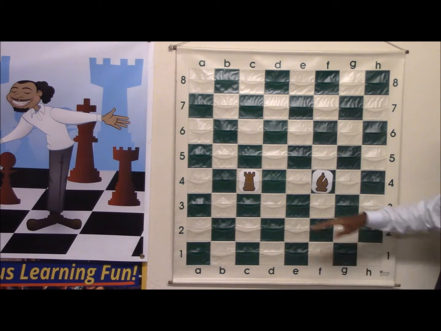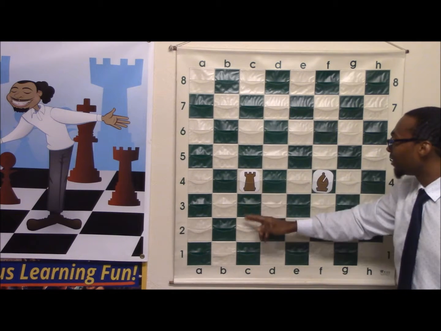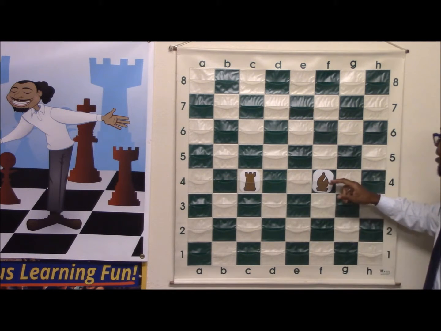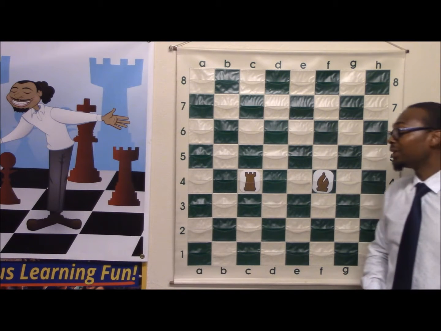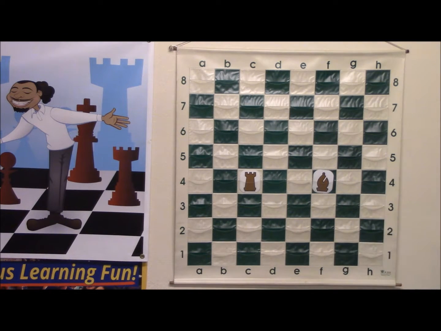Okay. So we know that the rook can move up the board, down the board. He can move to the side of the board. We know that the bishop must stay on his color, and he can move along the green lines. Here's a question for you.